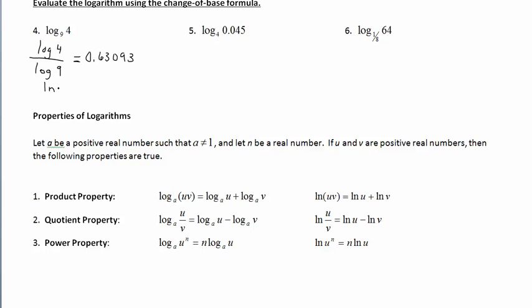If you don't like the common log change of base formula, you can use the natural log. So the natural log change of base would be natural log of 4 divided by natural log of 9. You'd go to your calculator, set up a fraction, alpha y equals, access the ln key, ln of 4 divided by ln of 9, and you'll see the result is the same. Do you have to do both? No, just one. Whatever your preference is, the common log button or the natural log button.